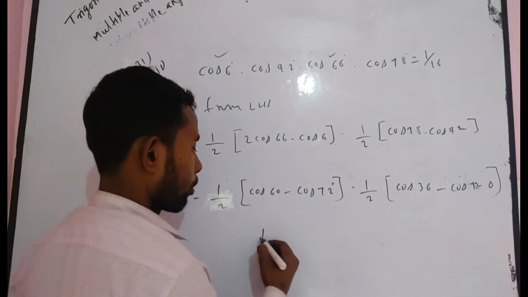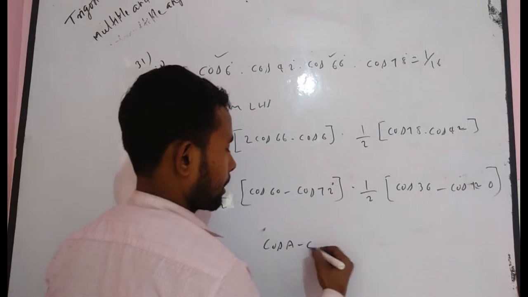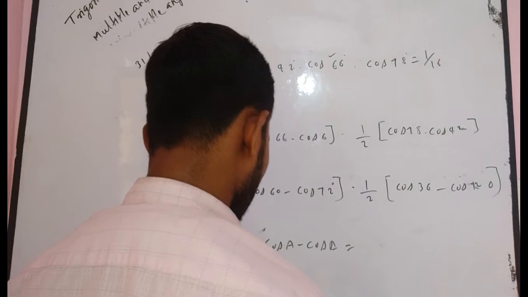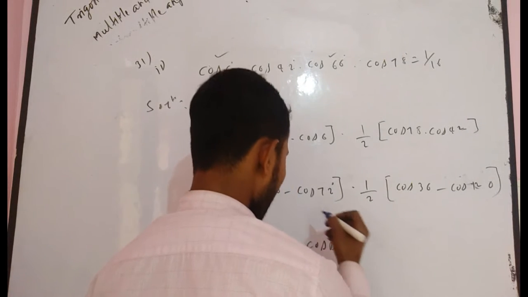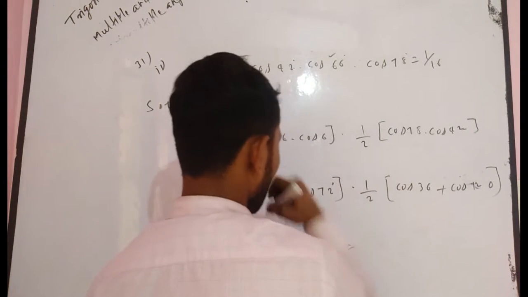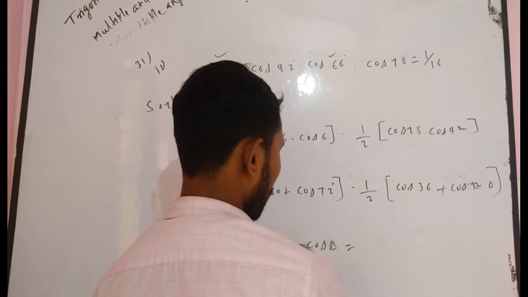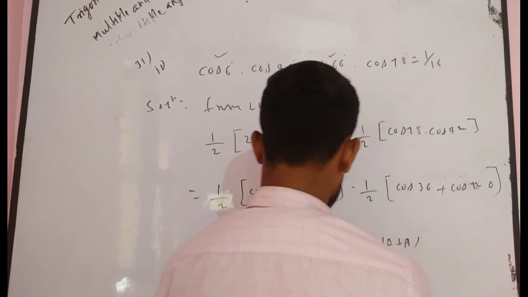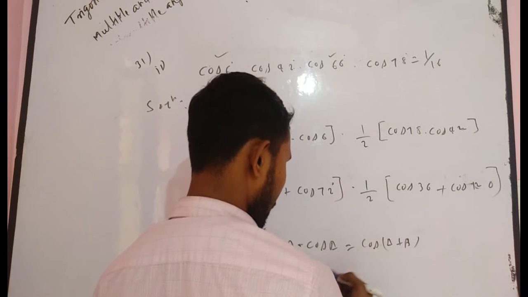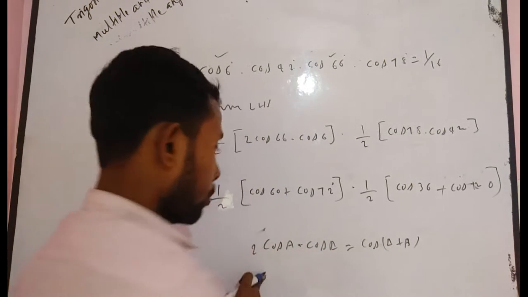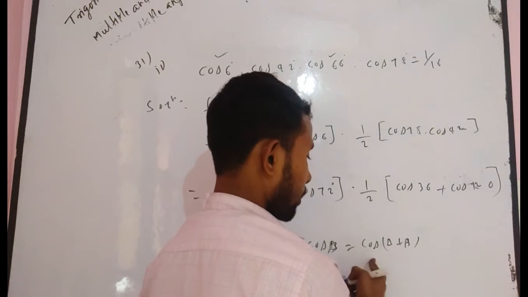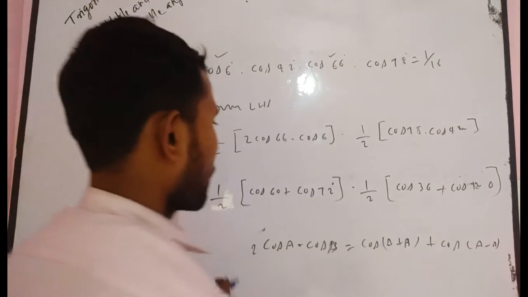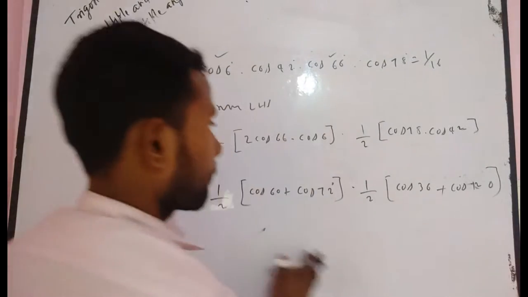Nothing. Simply use here the formula: 2 cos A into cos B is equal to cos(A plus B) plus cos(A minus B). There should be an addition sign, sorry. Simply I have used that formula, otherwise nothing.